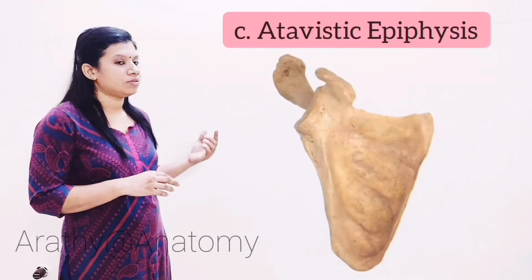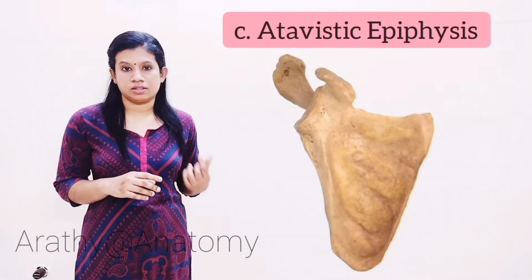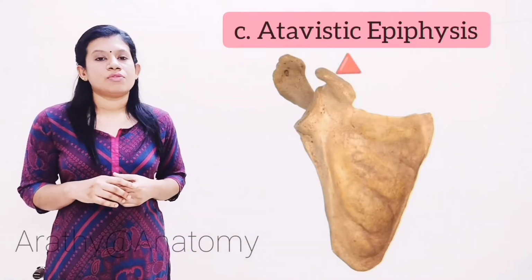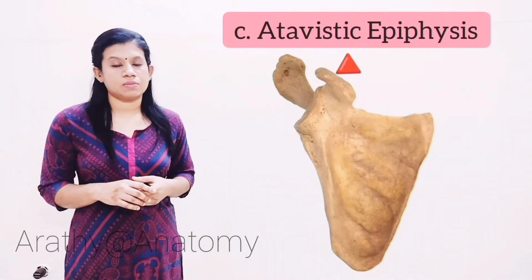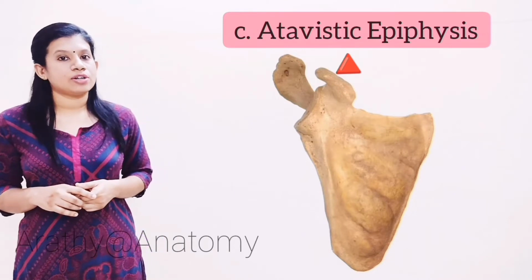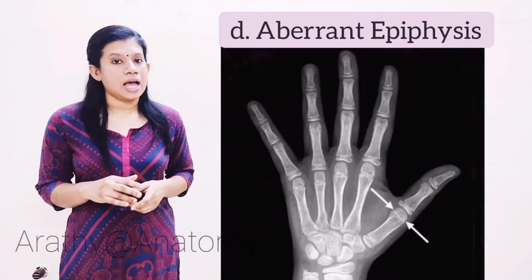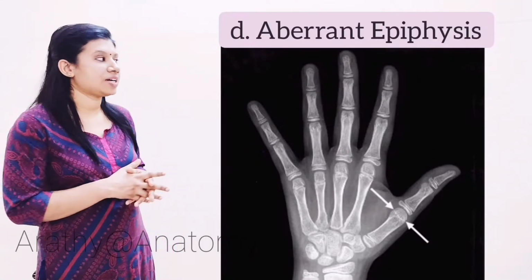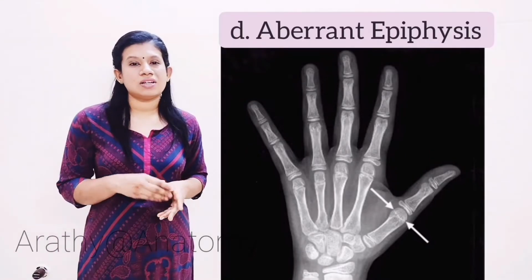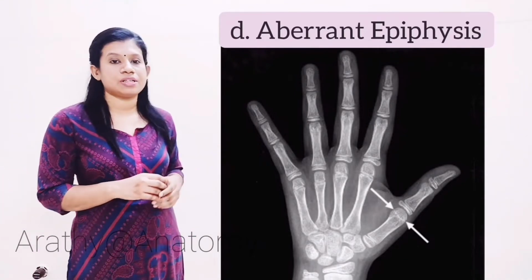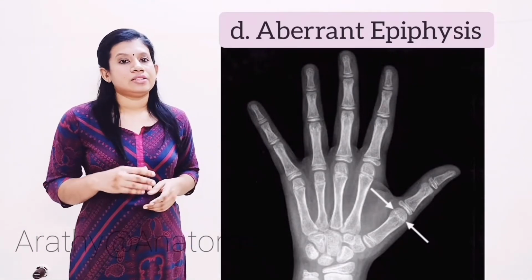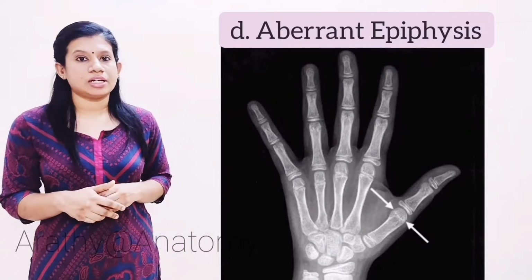Now moving on to the third one, that is called the atavistic epiphysis. Phylogenetically, it is an individual bone. Later it goes and fuses with another bone. Example for that is coracoid process of the scapula. Now moving on to the last one, that is called the aberrant epiphysis. Aberrant epiphysis is usually not present, only in some individuals you can see. Example for that is epiphysis at the head of the first metacarpal bone and the base of the other metacarpal bones. So that's all about the epiphysis.